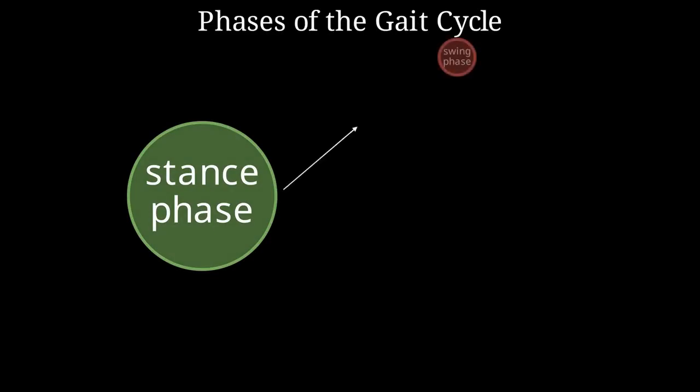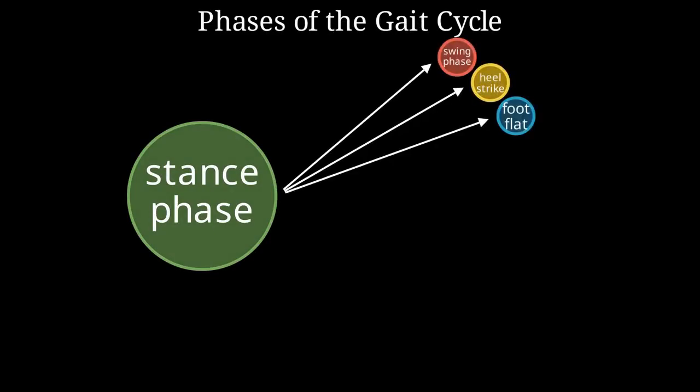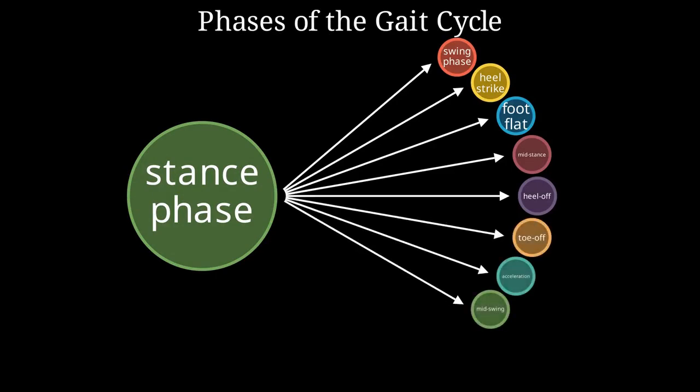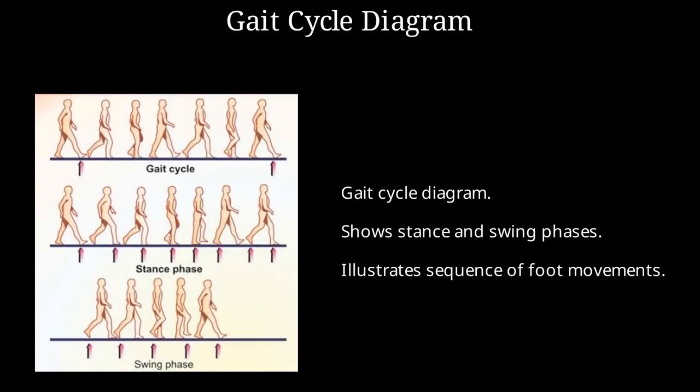The stance phase includes heel strike, foot flat, mid-stance, heel off, and toe off. The swing phase includes acceleration, mid-swing, and deceleration. These phases can be described using both traditional and Rancho Los Amigos, RLA, methods. A visual representation of the gait cycle and its phases helps to understand the sequence of movements during walking.